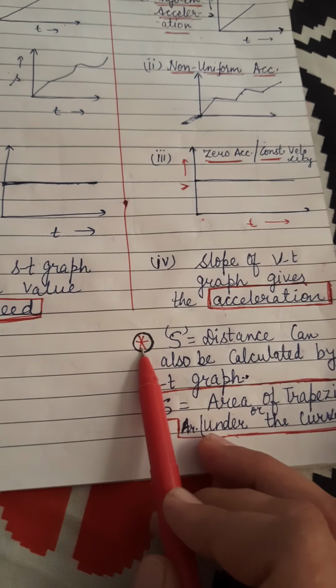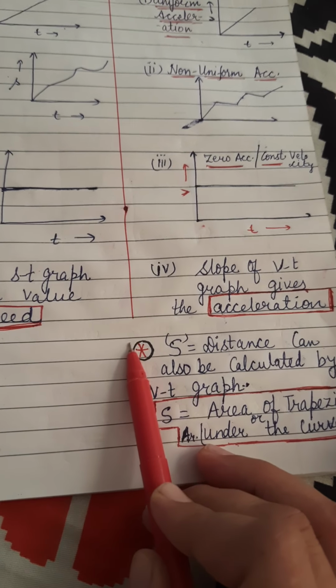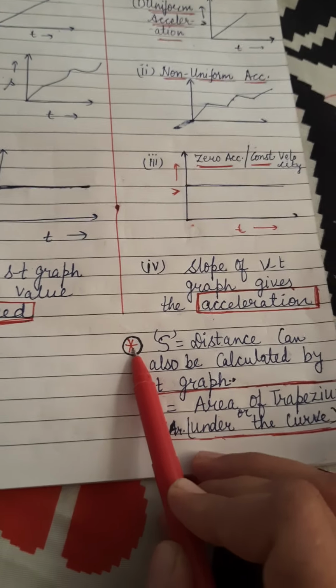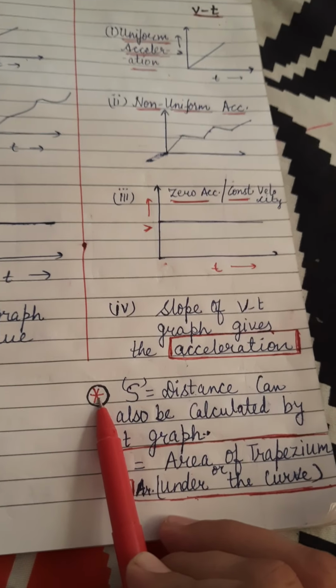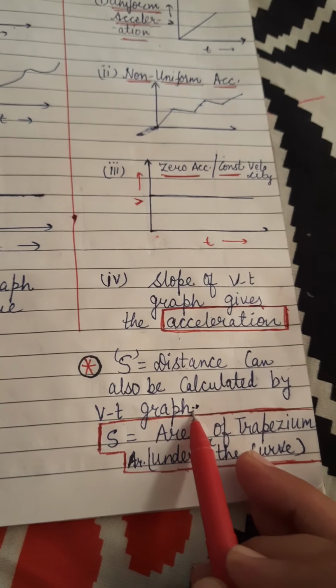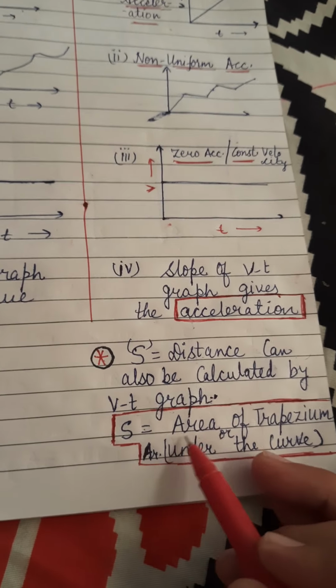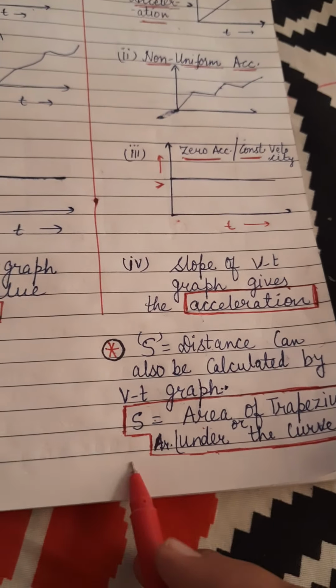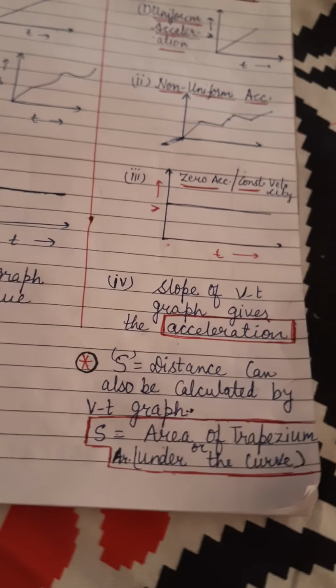But I have told you about one more extra feature that is added in the velocity time graph, that distance can be calculated from the VT graph by calculating the area of the trapezium or the area under the curve.